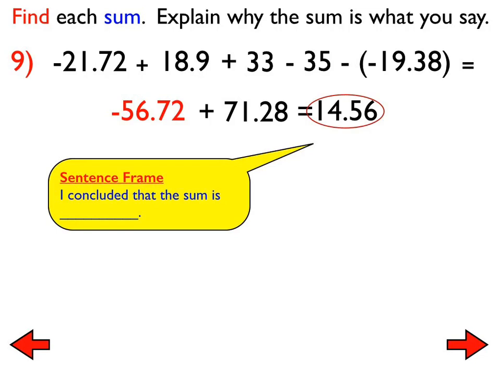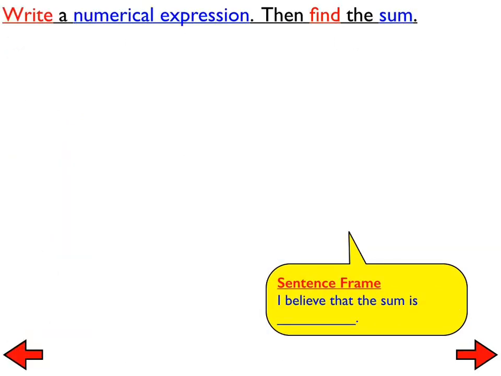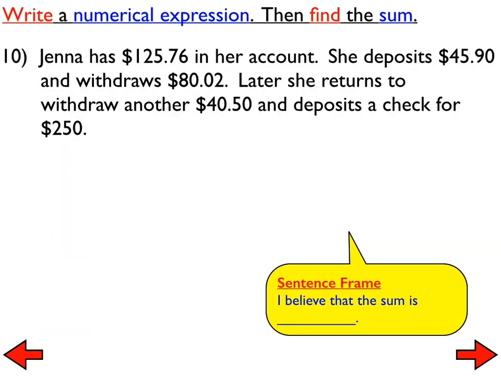So now, taking the same idea and extending on something we talked about when we were restricting it to integers, let's take a look at number 10. Number 10 says Jenna has $125.76 in her account. She deposits $45.90 and withdraws $80.02. Later, she returns to withdraw another $40.50 and deposits a check for $250.